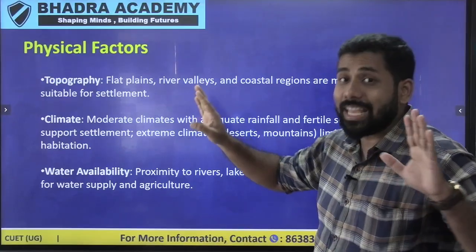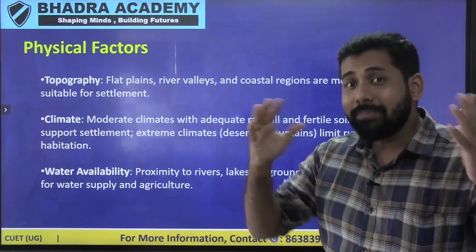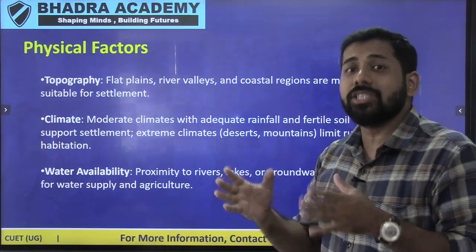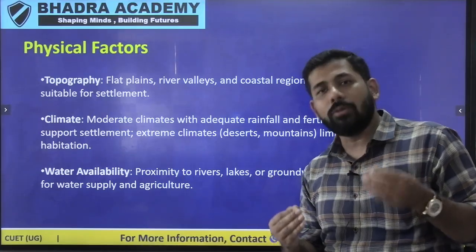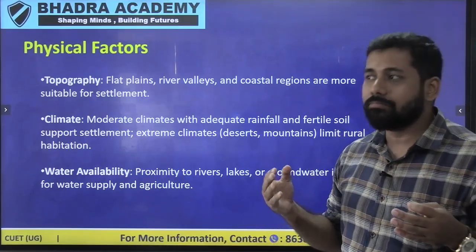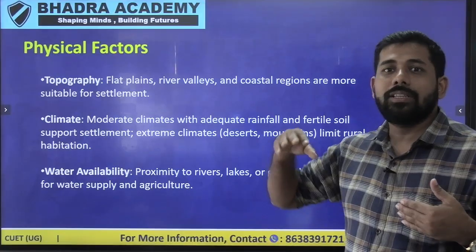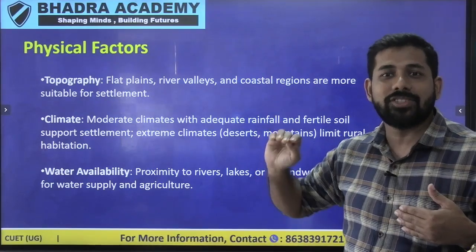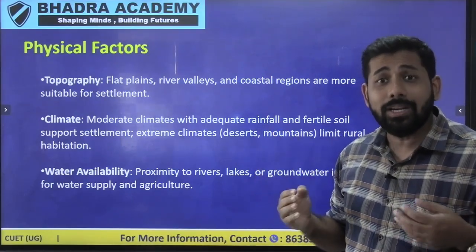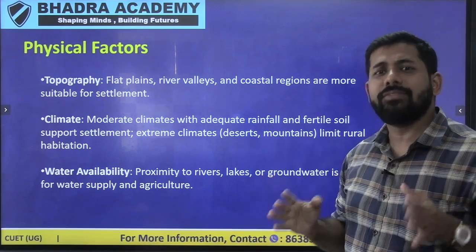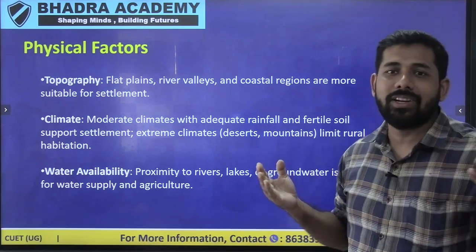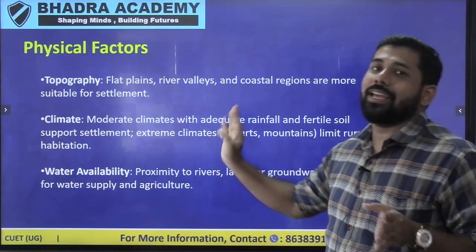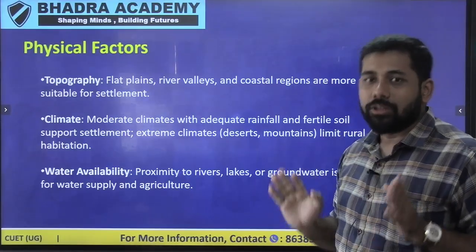Likewise, if I talk about climatic conditions, climate is again a very important factor, because if the climate is unsuitable, then it becomes problematic for people to settle there. For example, if the village is near the Siberia region, which is an extremely cold region of Russia, of course you cannot survive. But if that region is subtropical, survival is comparatively easier, right? So moderate climates are suitable for settlement.